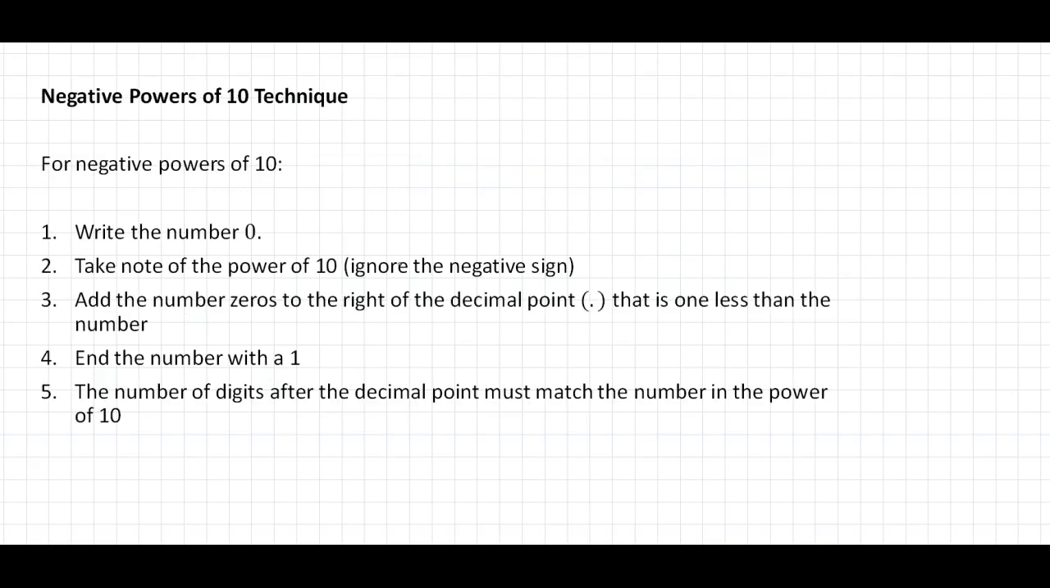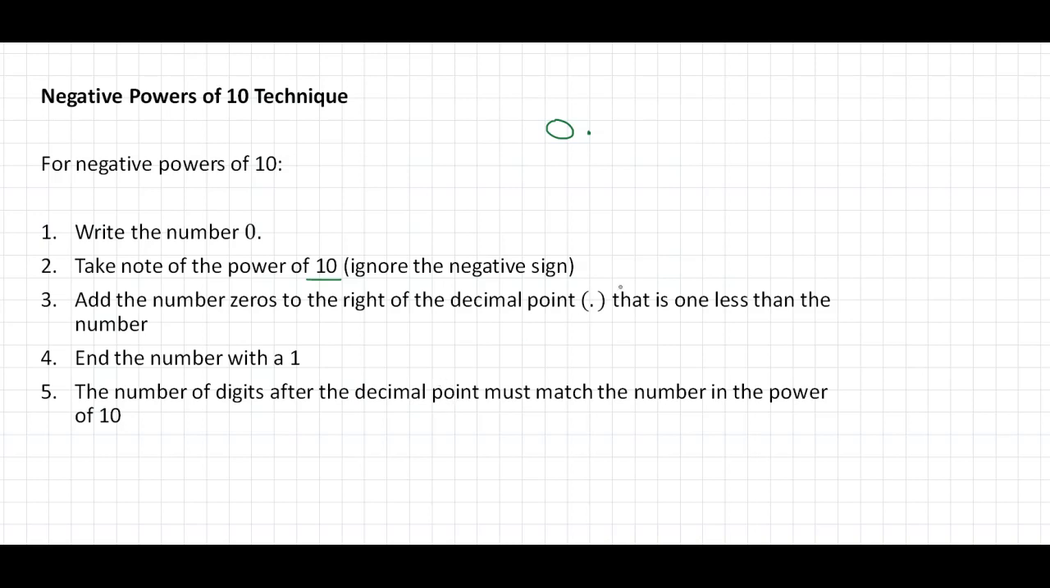Now let's go ahead and look at the negative powers of 10 technique. For the negative powers of 10, the first thing you want to do is write 0 and then put a period there, and that's your decimal. And you want to take note of the power of 10. We're going to ignore the negative sign. And we're going to add a number of zeros to the right of the decimal point that is 1 less than the number. And then we'll end with 1.